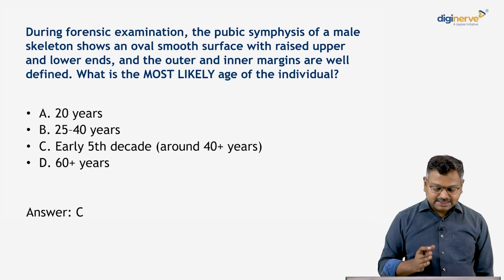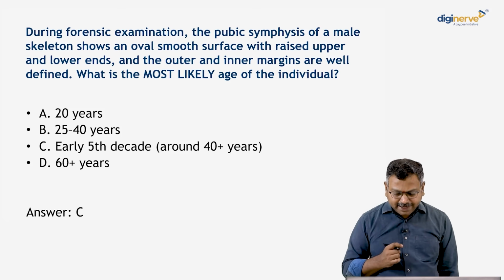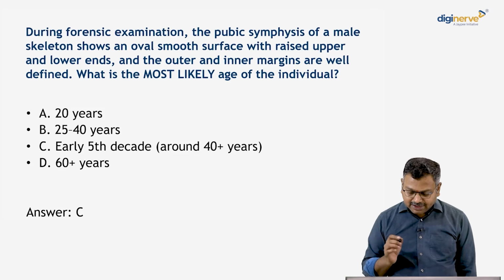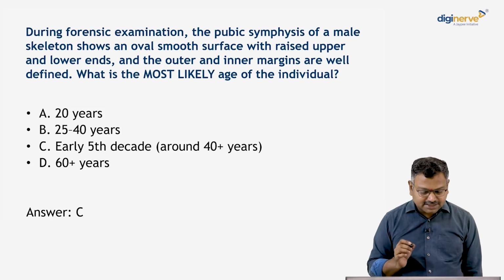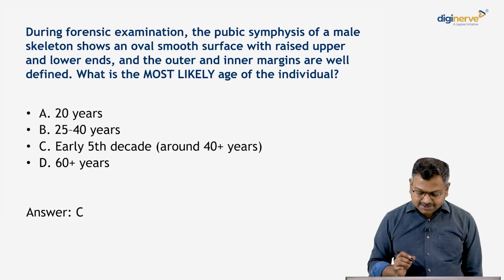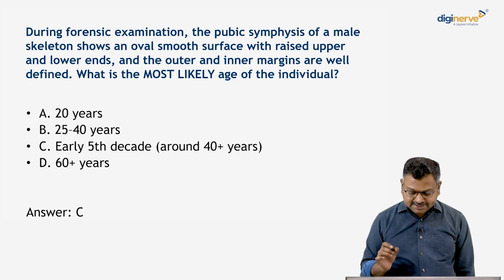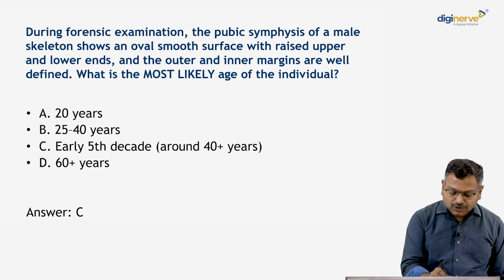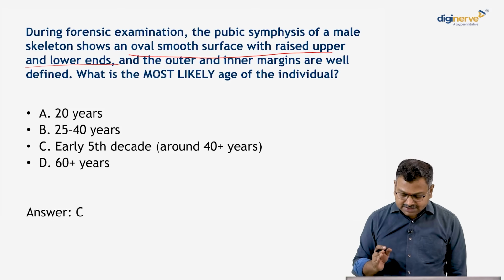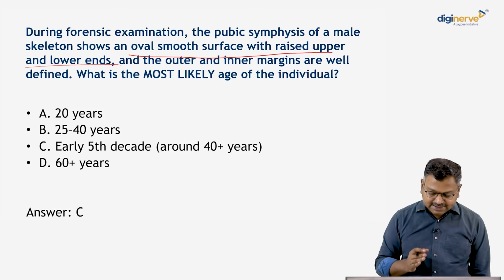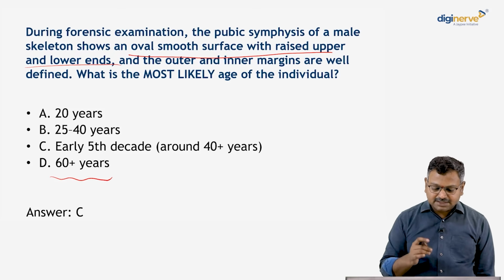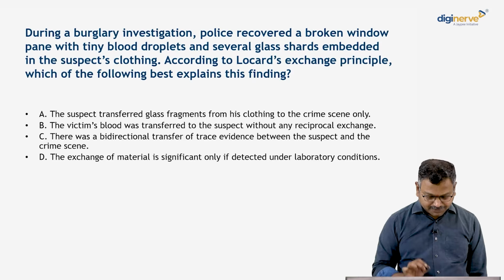What you'd remember is less than 20 years, the ridges and furrows will be there. About 20 years, there is a marked irregularity. 25 to 40 years, the ridges disappear. And in the 5th decade, it becomes oval, smooth, with raised margins. That is what they have given here. Oval, smooth surface with raised upper and lower end margins. The outer and inner margins are well defined. So these are characteristic features that would be there. As the age crosses this, then the margins become less defined.